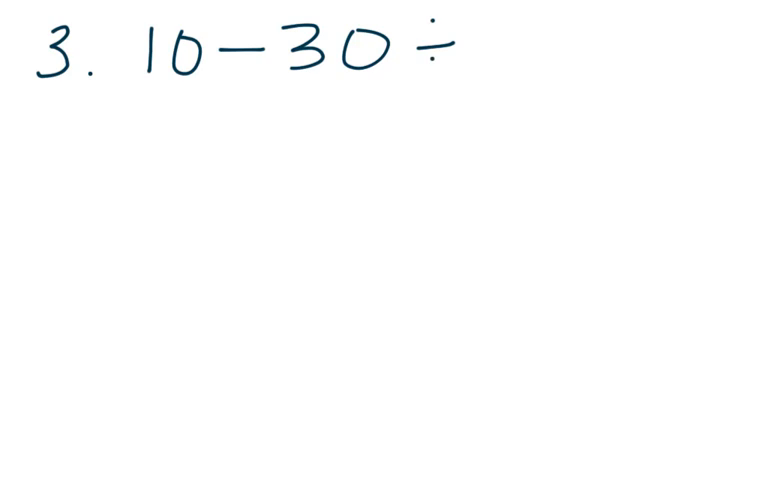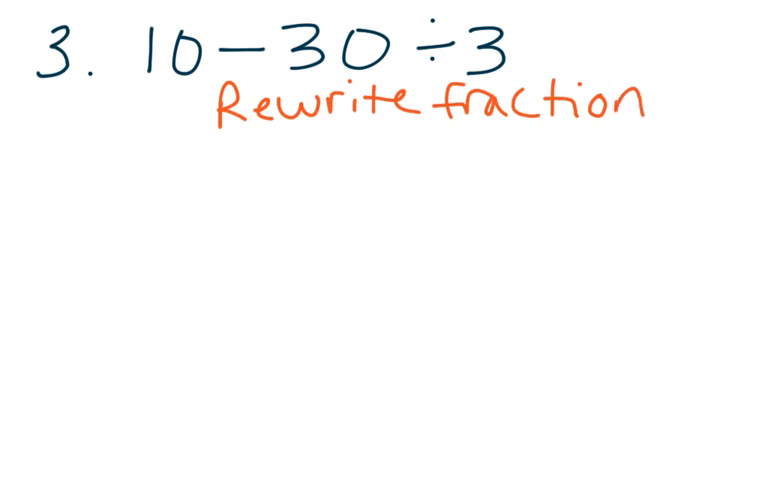The next example that we're going to do is 10 minus 30 divided by 3. Alright, again, what we want to do anytime that we see division is rewrite it as a fraction. So if we rewrite this with a fraction, we're actually going to have 10 minus 30 divided by 3. And so even then you can definitely see that you've grouped something which is actually going to be what you do first.